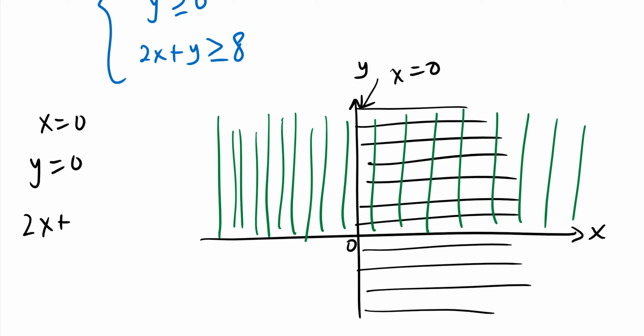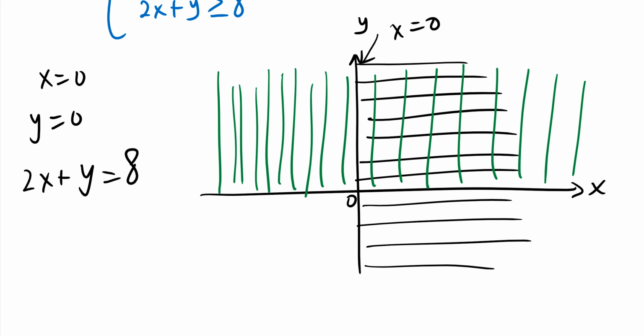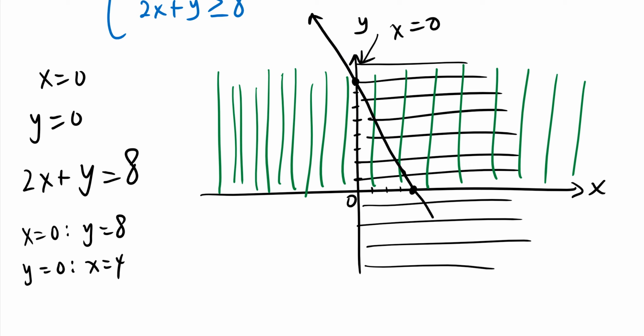And the last one, 2x plus y equals 8. So how do we graph this? Well, we use intercepts. Taking x equals 0, y is 8. Taking y equals 0, x is 4. So let's graph it. 1, 2, 3, 4. 1, 2, 3, 4, 5, 6, 7, 8. It's a solid line because it's or equal. That's 4 and that's 8.